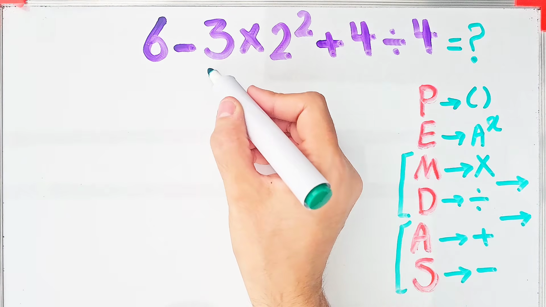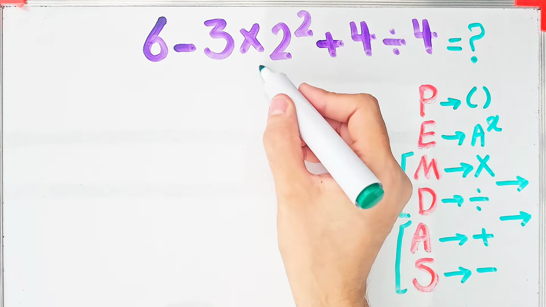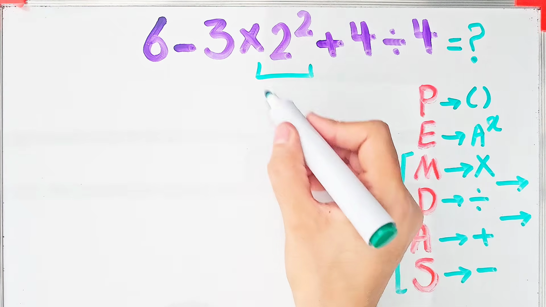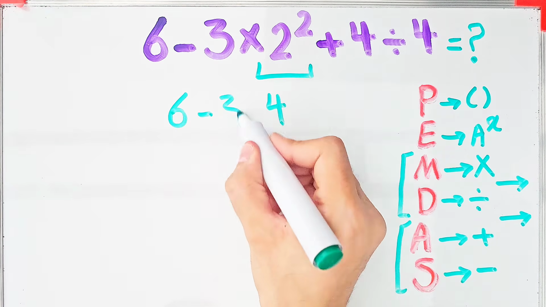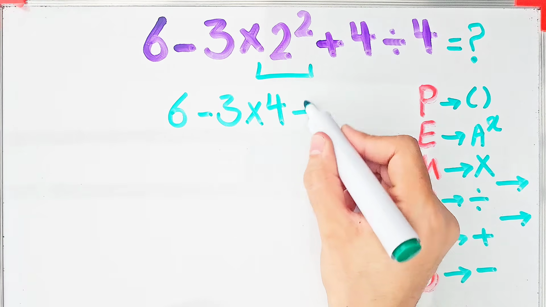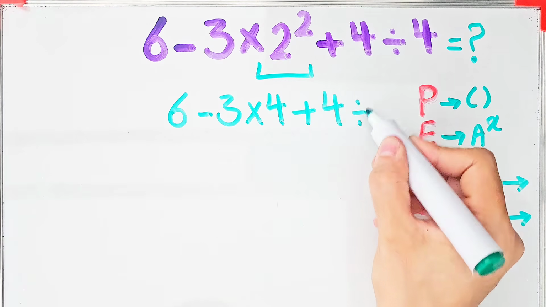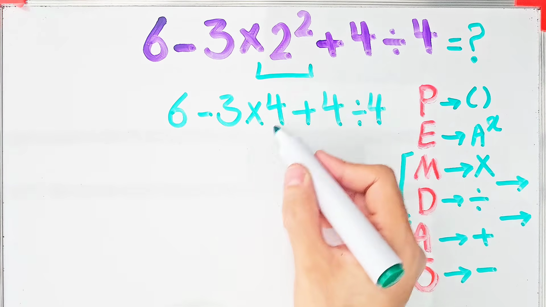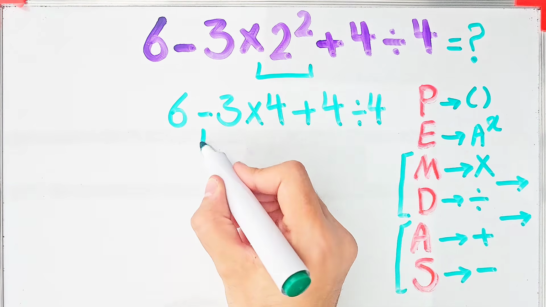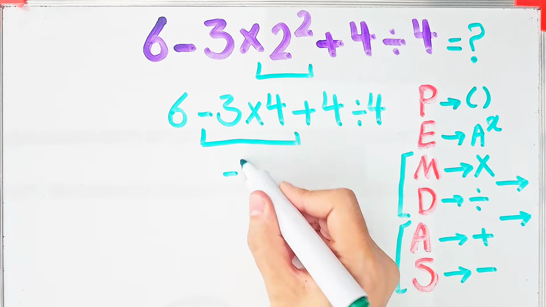First, we simplify this exponent. 2 to the power of 2 equals 4. Now we have 6 minus 3, then times 4 plus 4, then divided by 4. In this step, we simplify this multiplication. Negative 3 times 4 equals negative 12.